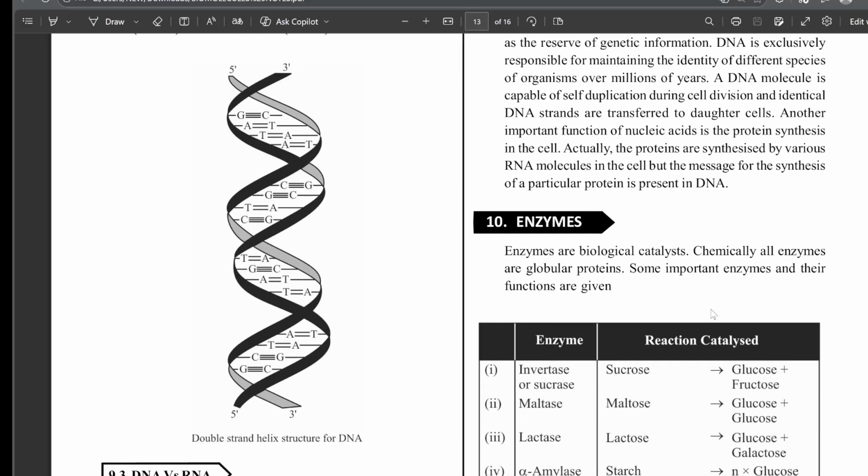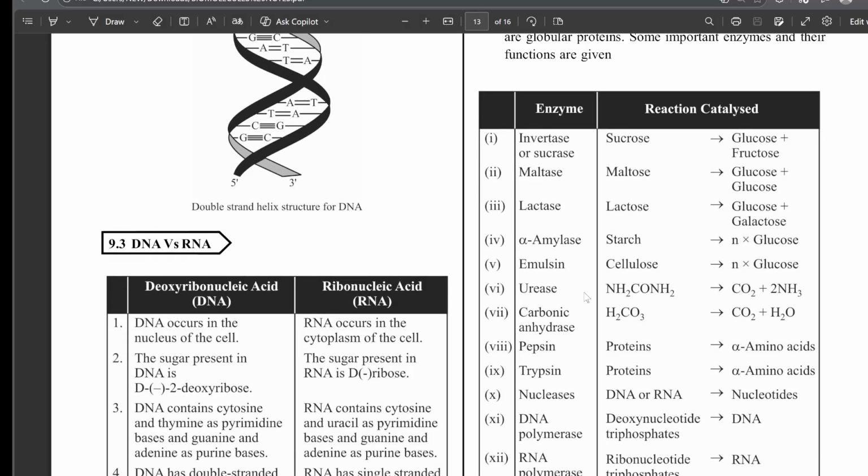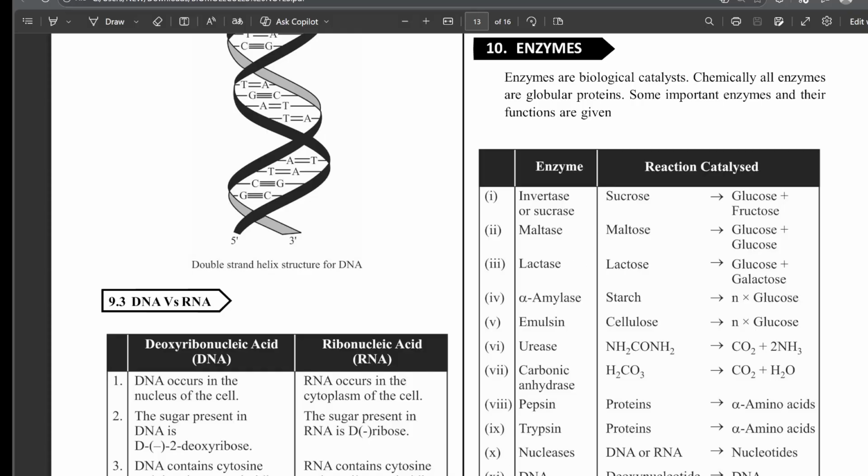Now the next part is enzymes. Enzymes are biological catalysts. Chemically, all enzymes are globular proteins. Some are given here, such as invertase, maltase, lactase, pepsin, trypsin, nuclease, DNA polymerase, RNA polymerase. You don't need to go into that detail. Just remember the basic definition of enzymes and a few examples along with it.